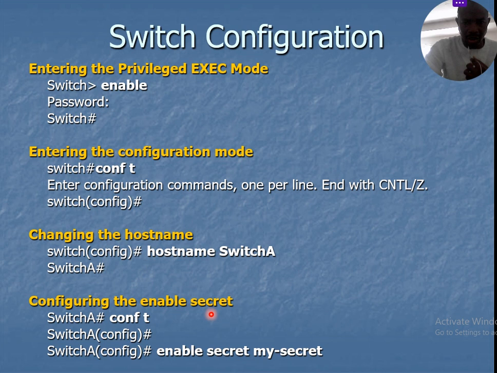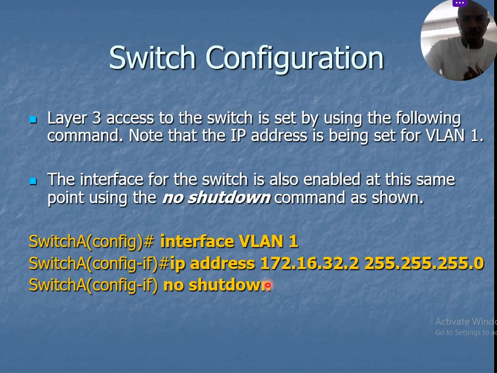Configuring the enable secret, you say switch A hashtag config terminal, switch A config hashtag, then enable secret, then you put my secret. My secret is this password, for instance. Okay, so we move to the next one.